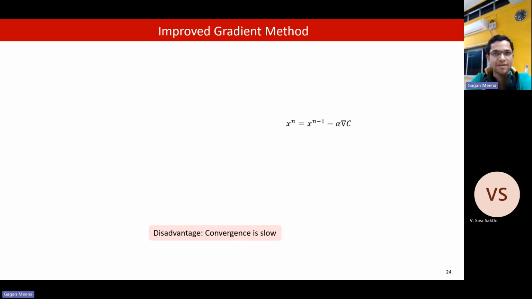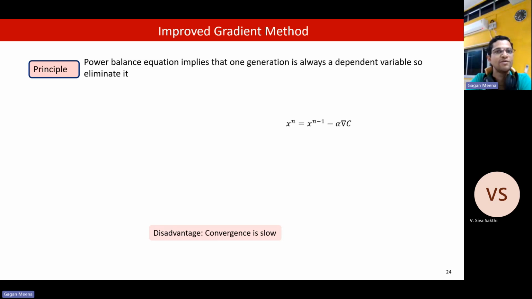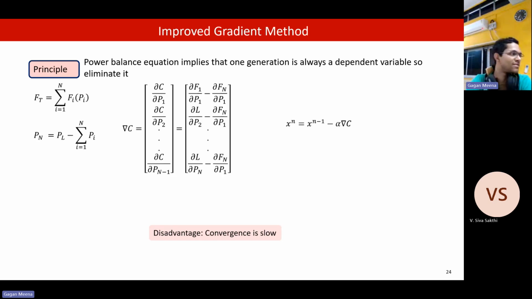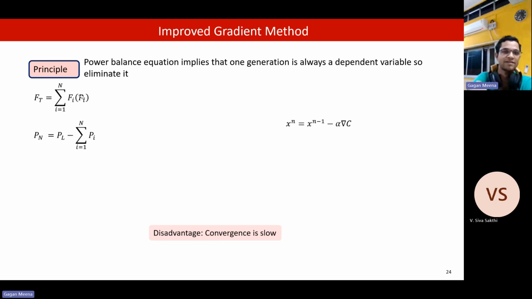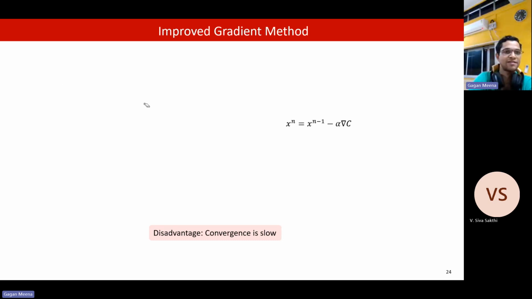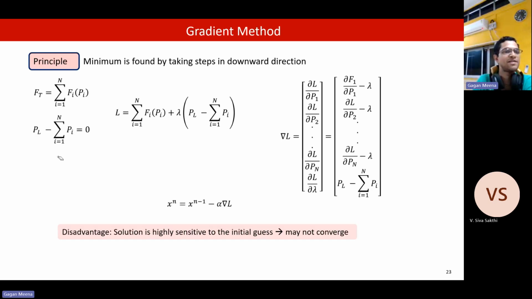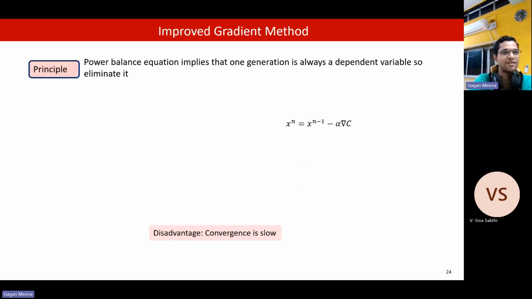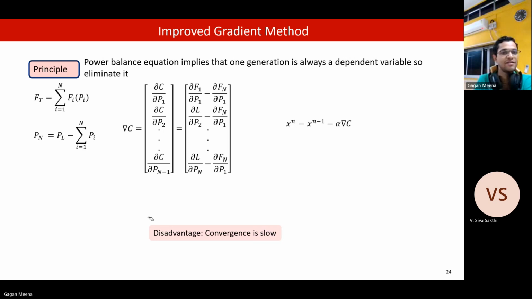That is why we go for this improved gradient method, where we eliminate, because we know the power balance equation. In this power balance equation, one generator is always a dependent variable. So we can eliminate a generator, let's say the last one. If we eliminate the last generator, then the power balance constraint is gone and it becomes an unconstrained optimization problem.